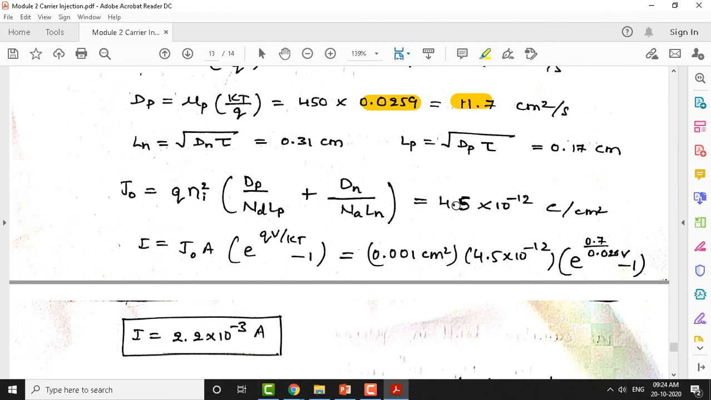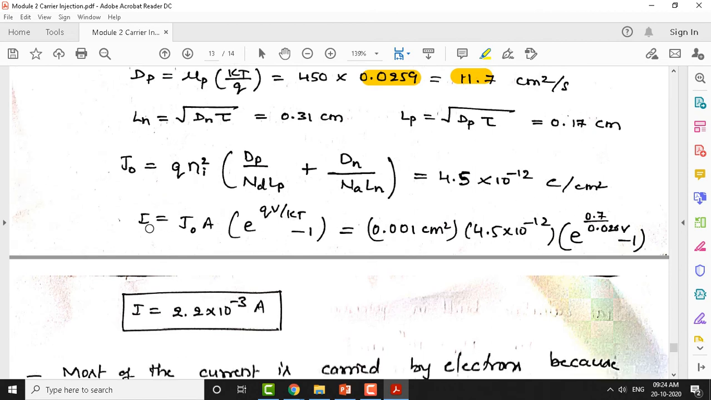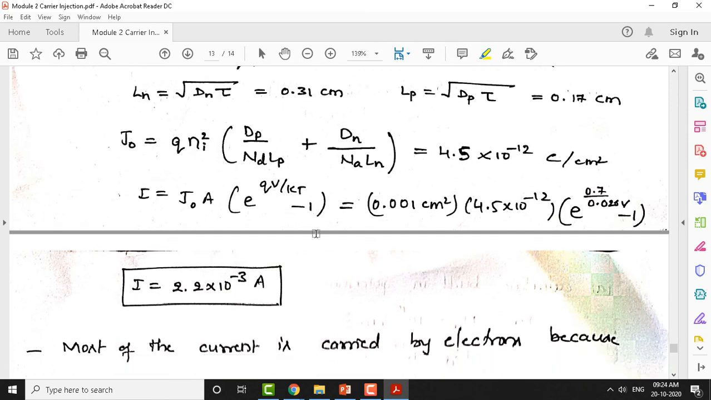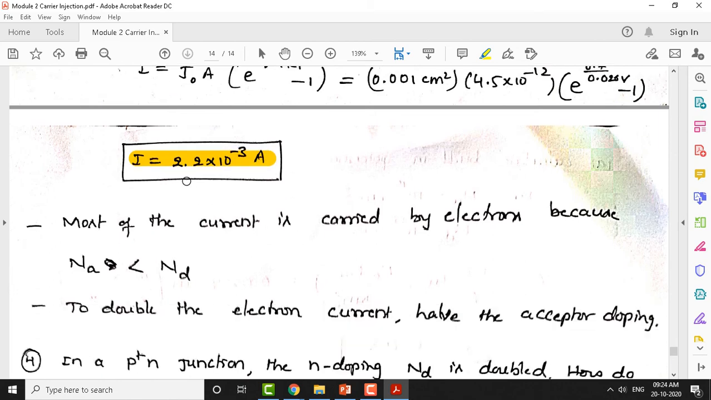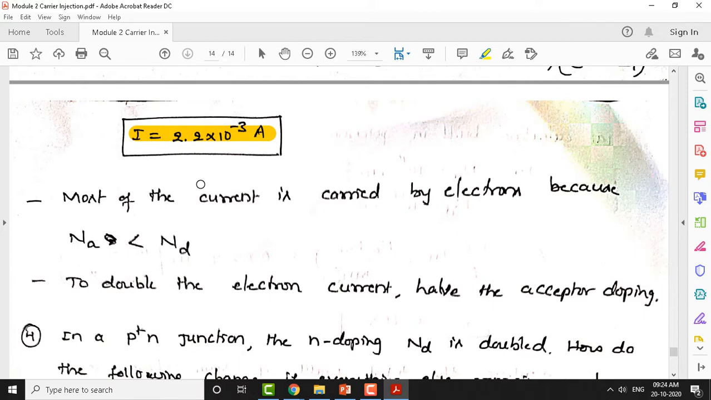The value of Jn naught is found to be 4.5 into 10 to the power of minus 12 coulomb per centimeter square. Now you need to find the current, which is multiplied with the area in this formula. If you do that, you get the current as 2.2 into 10 to the power of minus 3 ampere, or 2.2 milliampere. That's the current here.